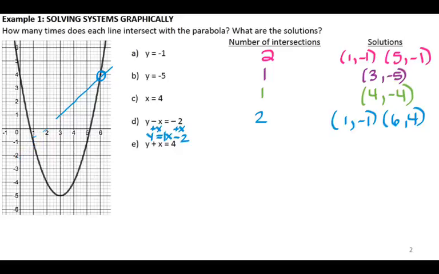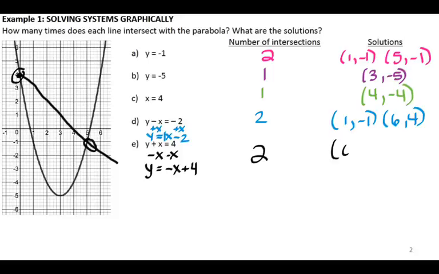Alright. And the last one, doing the same thing, I'm going to solve for y, so I'm going to subtract x from both sides. So I have y equals -x plus 4. I'm going to start at 4. Oh, there's already an intersection. I'm going to go down 1 over 1, and then here's another intersection. So it intersects twice, and you just need to tell me what those two ordered pairs are. The first one is at 0, 4, and the second one is at 5, -1.